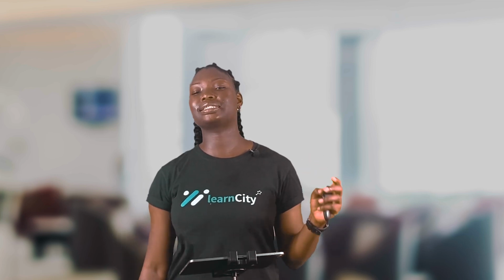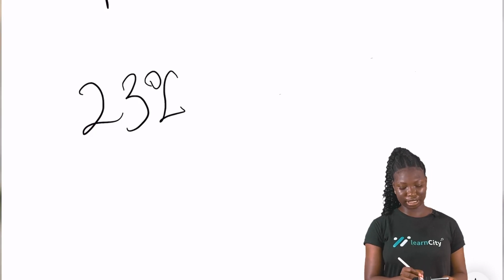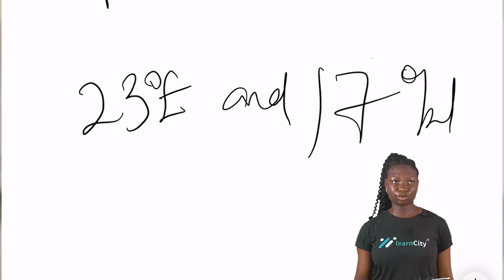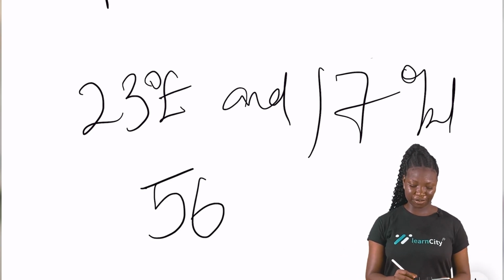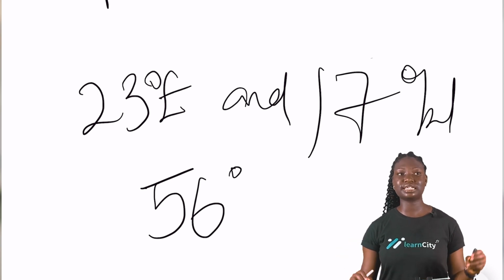Our first example today says, find the distance measured along the parallel of latitude between 2 points whose latitudes are both 56 degrees north and whose longitudes are respectively 23 degrees east and 17 degrees west. So we have the longitudes 23 degrees east and 17 degrees west, and the latitude is 56 degrees.